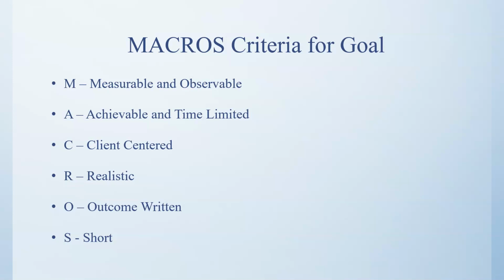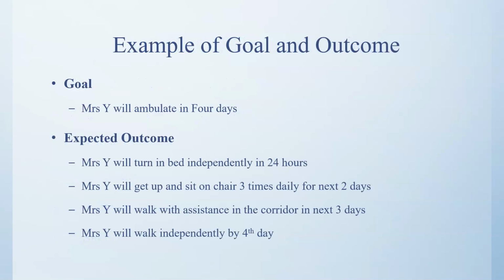The SMART criteria for the goal states that it has to be measurable and observable. The goal has to be achievable and time limited, client-centered, it has to be realistic, and the outcome has to be written, and the goal has to be short. Let me quote an example here of the goal and outcome to be more clear.